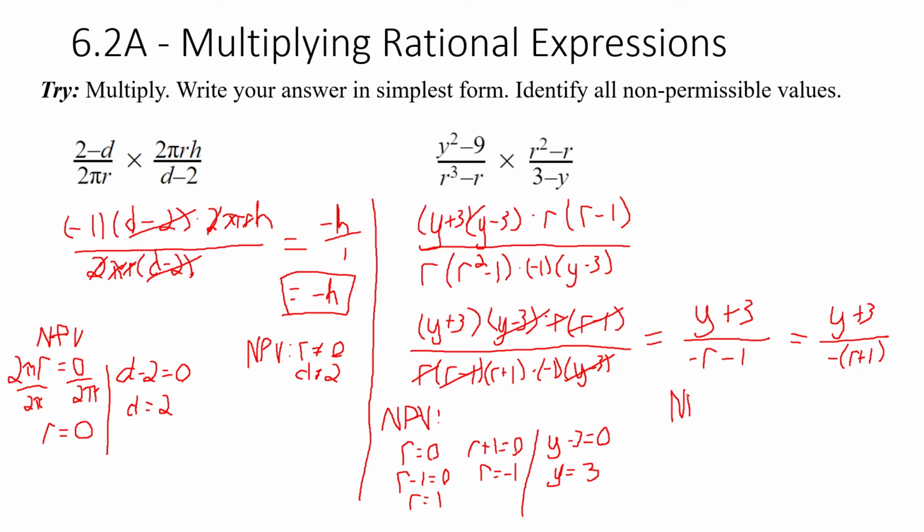And our non-permissible value list is r cannot equal 0, 1, or negative 1. So negative 1, 0, or 1. And y cannot equal 3.